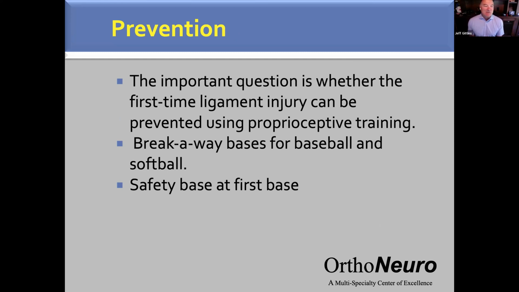We also use safety bases, which are the orange bases you may see on the ball fields. And those are designed to keep the first baseman and the runner away from stepping on each other to avoid ankle injuries. But these are things that we're trying to do to keep people from injuring their ankles.